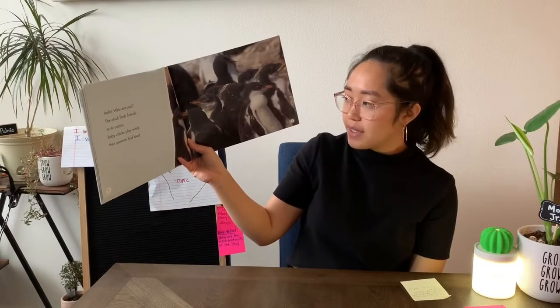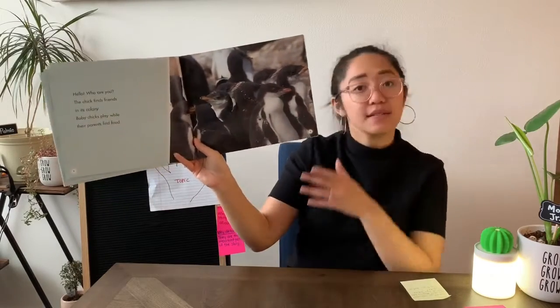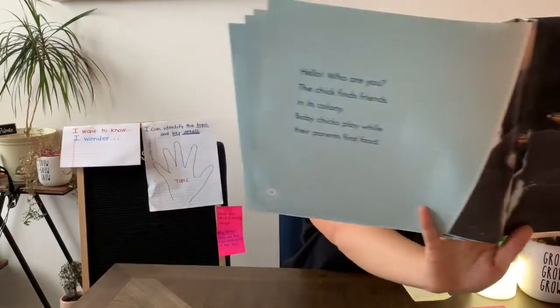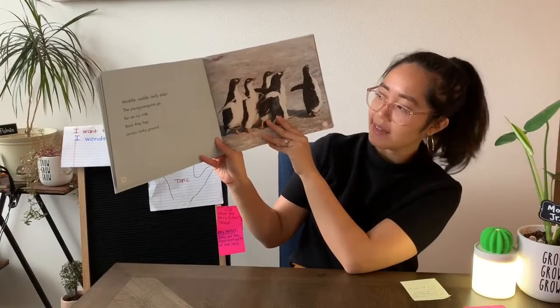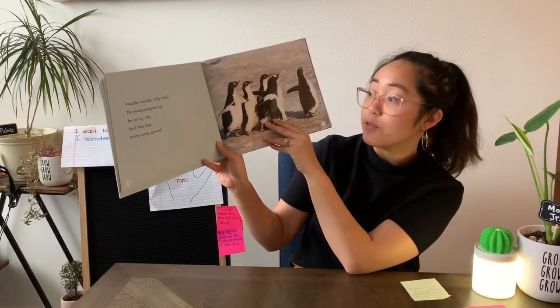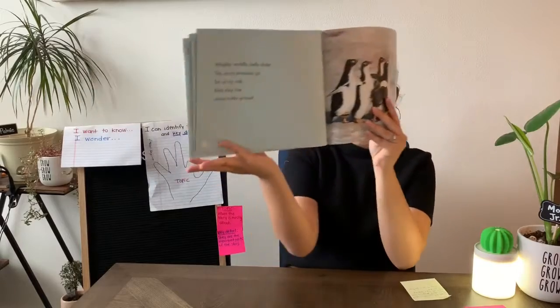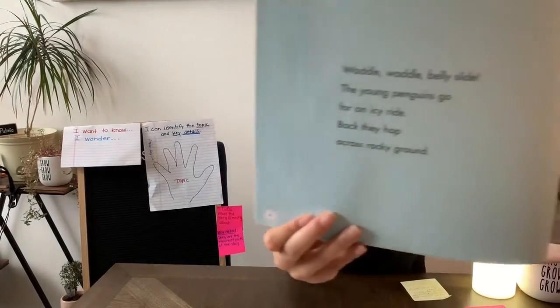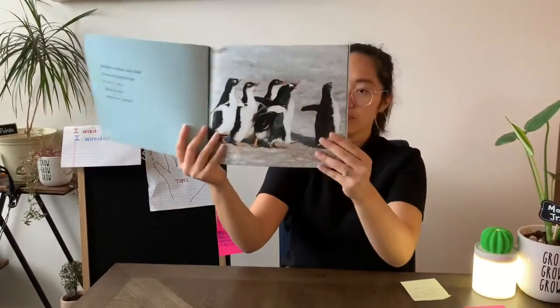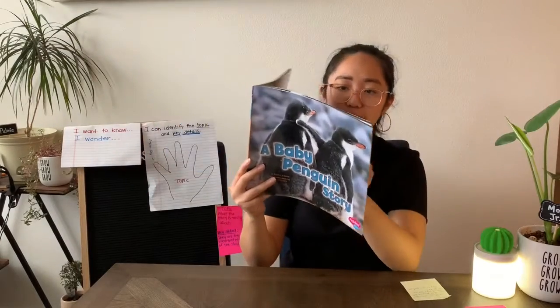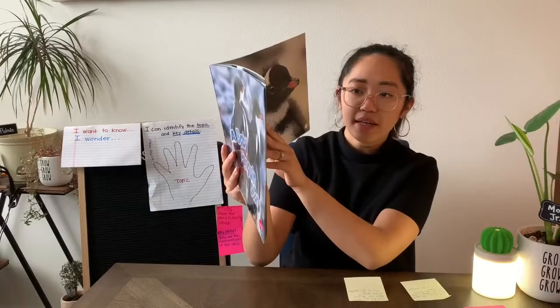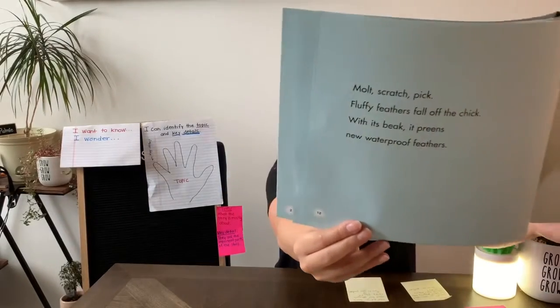Hello, who are you? The chick finds friends in its colony. Baby chicks play while their parents find food. Waddle, waddle, belly slide. The young penguins go for an icy ride. Back they hop across the rocky ground. Molt, scratch, pick. Fluffy feathers fall off the chick. With its beak, it preens new waterproof feathers.